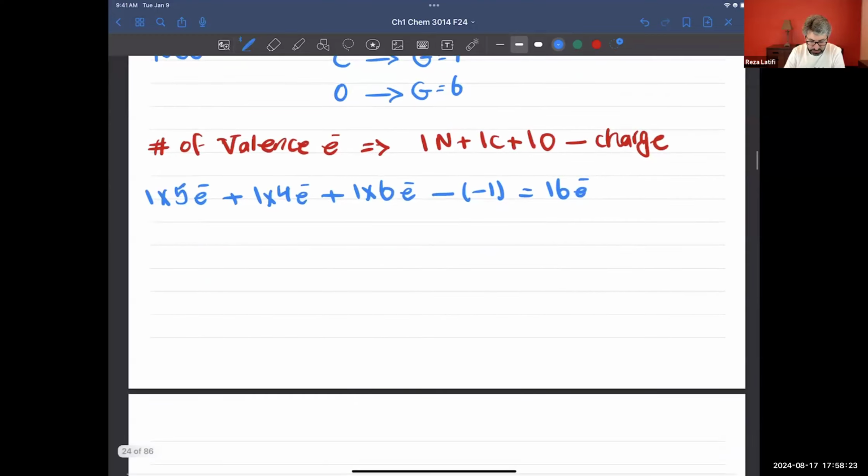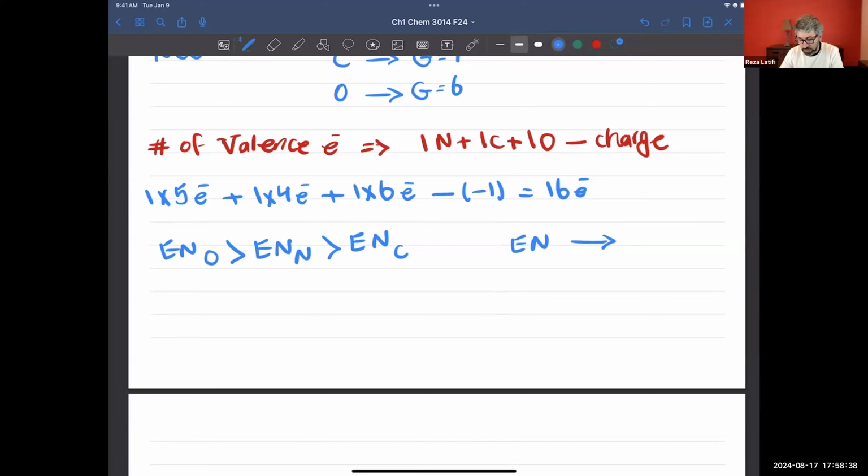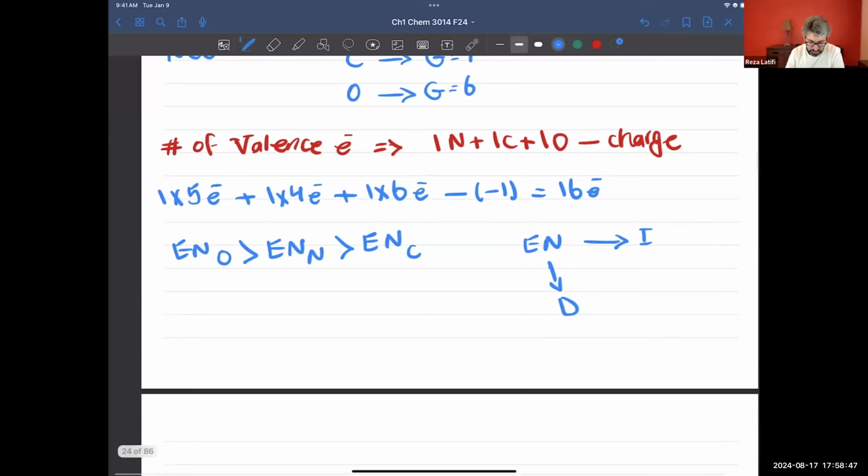Okay. Electronegativity, it says oxygen has the highest electronegativity, then nitrogen, then carbon will be the least. Remember, electronegativity to the right side of the periodic table increases, down in any group decreases. And because we are dealing with the same period here, all these elements belong to the second period. Okay, the one on the right side of the periodic table will have the highest electronegativity. So oxygen has the highest. And the one with the lowest will be the central atom. So carbon will be the central atom.